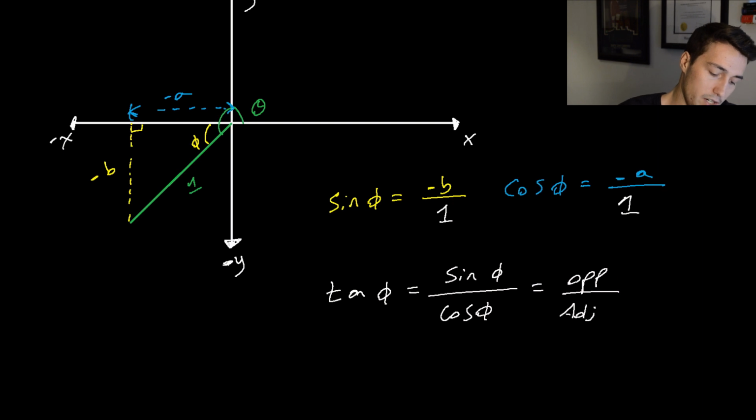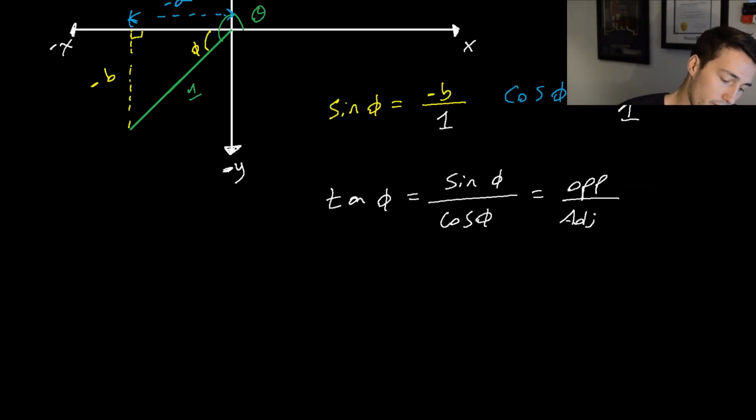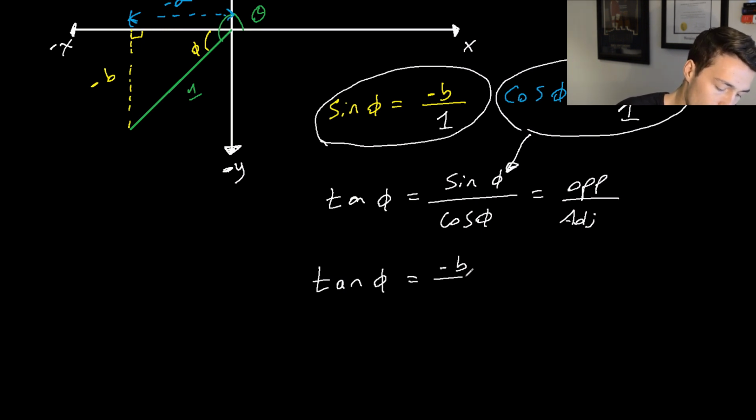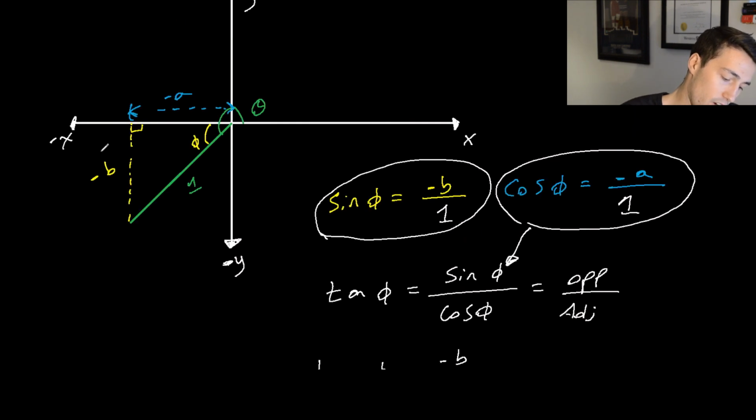So here, we could either use our values of our angle and plug them into this expression, or we could just use our side lengths. So we could say tan of phi is equal to negative b over negative a. And a negative over a negative is going to be a positive. So we now know that in this quadrant, tan is positive. And again, if we use our acronyms, that lines up, because this is the tan quadrant.